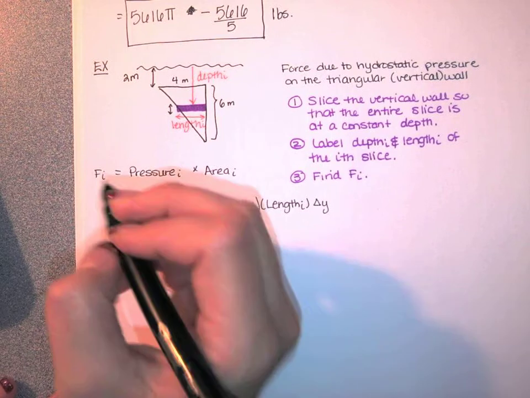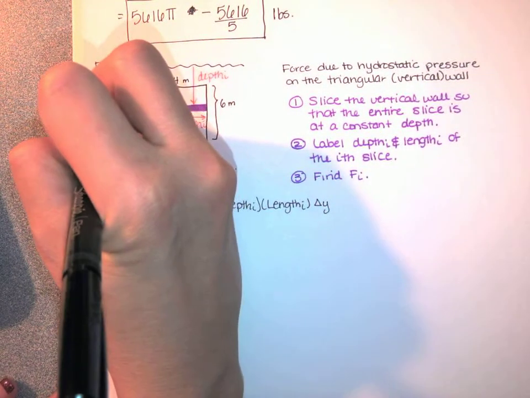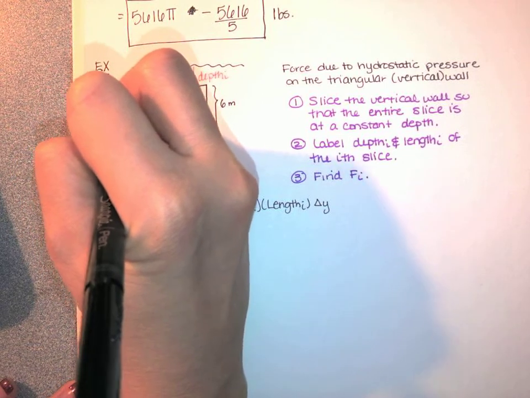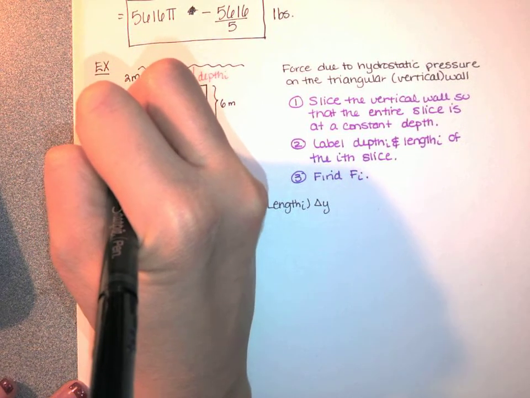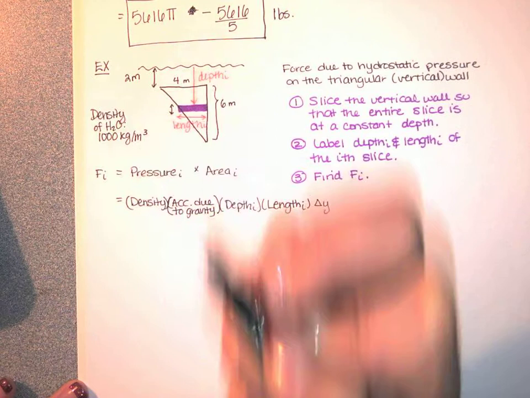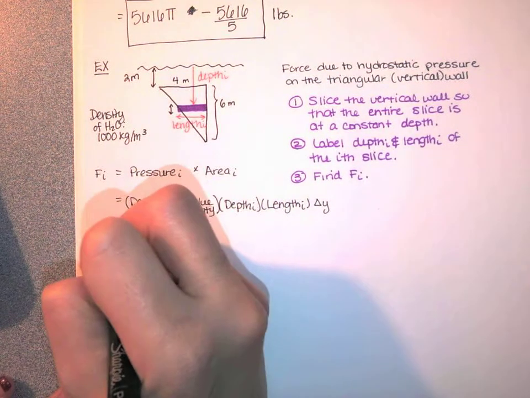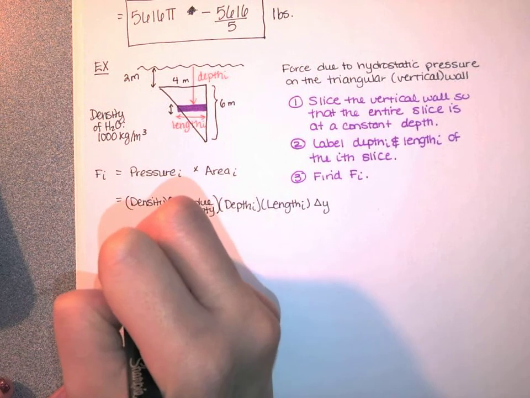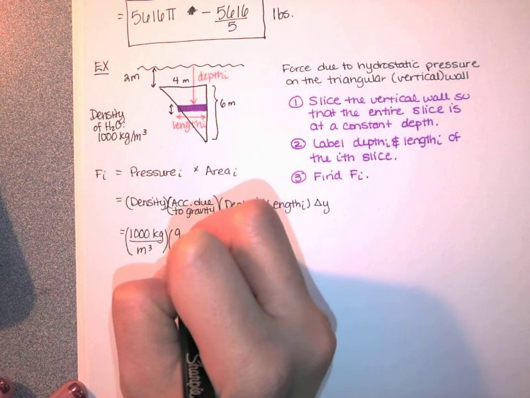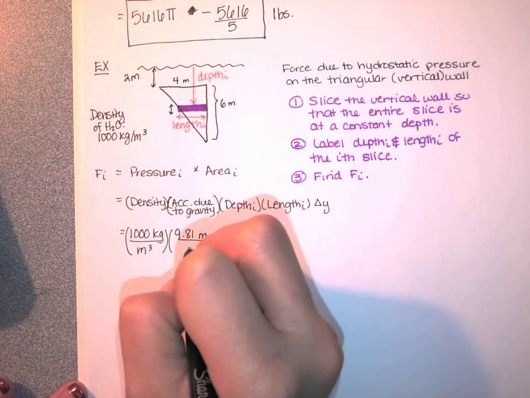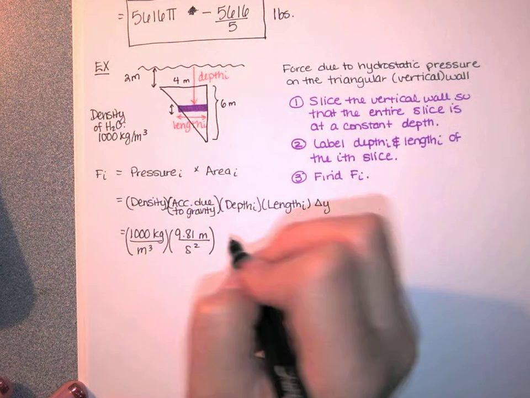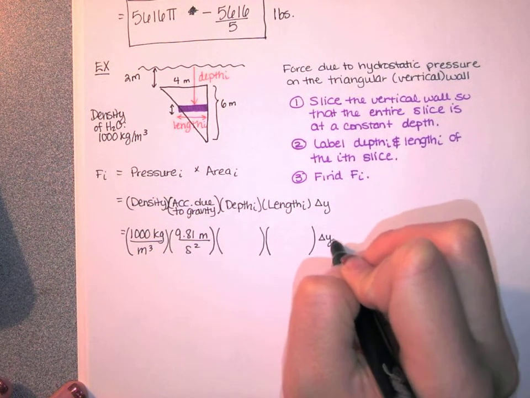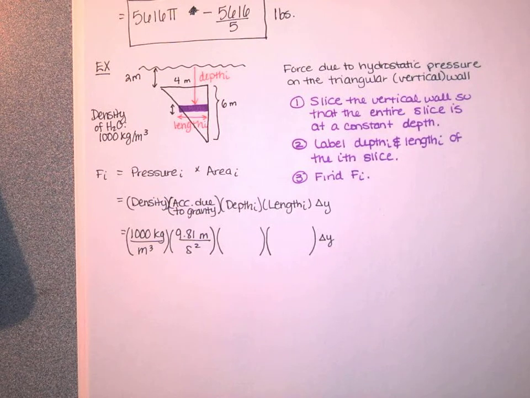Now, I didn't give it to you this time, but the density of water, I would have to give that to you for a test, is 1,000 kilograms per meter cubed. So I'm going to write 1,000 kilograms per meter cubed. That's my density. Acceleration due to gravity is 9.81 meters per second squared. Depth is something I need to find. Length is something I need to find. And delta y is still there.